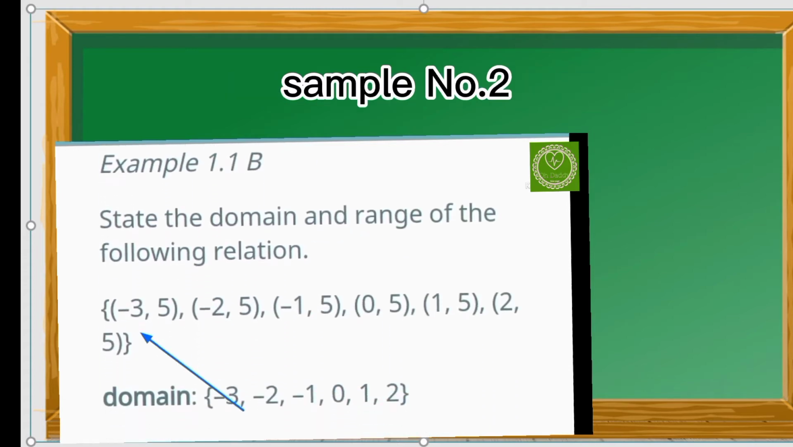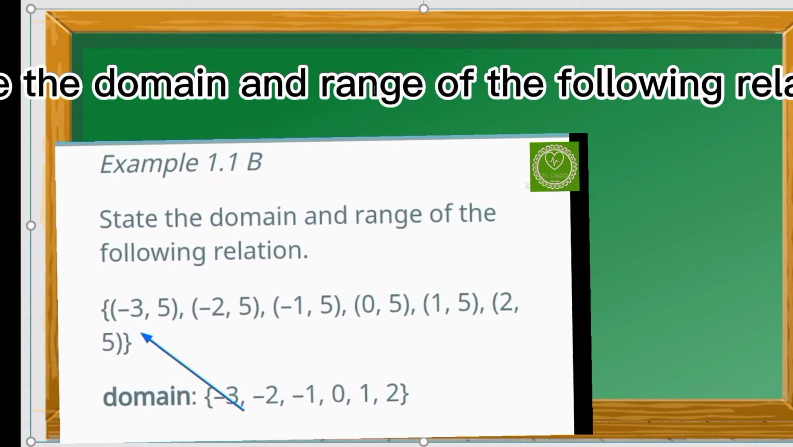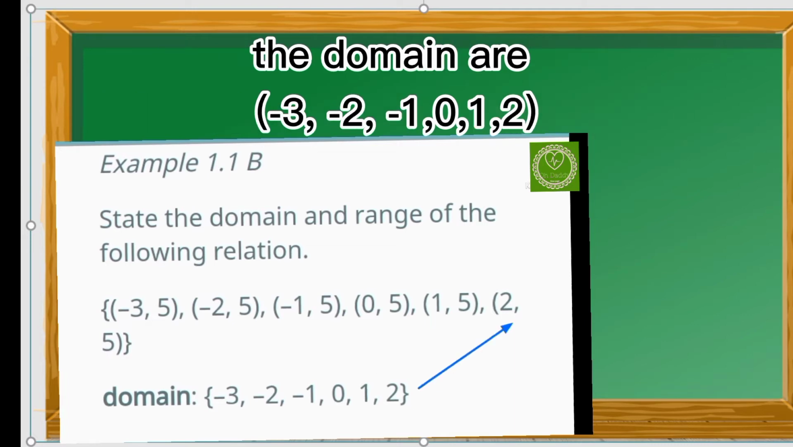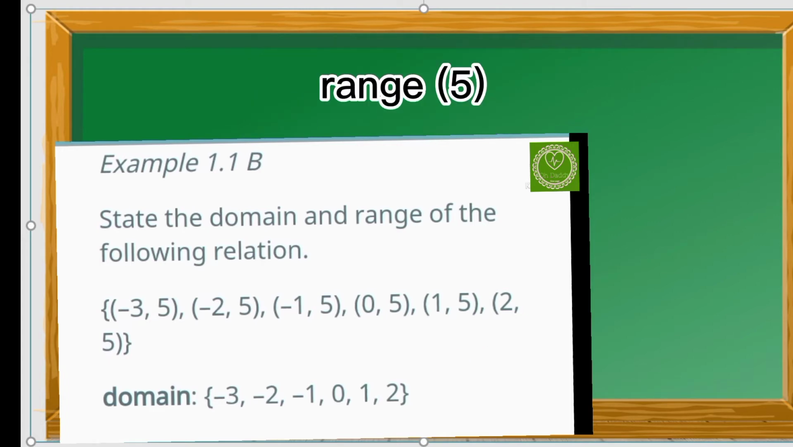Sample number 2. State the domain and range of the following relation. We have the ordered pair (-3, 5), ordered pair (-2, 5), ordered pair (-1, 5), ordered pair (0, 5), ordered pair (1, 5), ordered pair (2, 5). The domain are -3, -2, -1, 0, 1, 2. Range: 5.